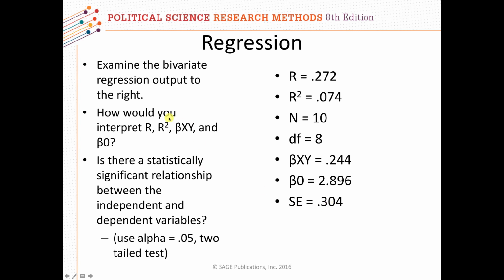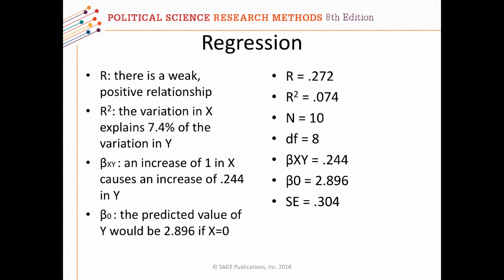And so we have a couple of questions. How would you interpret this? Is there a statistically significant relationship between the independent and dependent variables if we're going to use alpha 0.05 and a two-tailed test? So how do we do that? Well, let's walk through it a little bit. The r tells us that there's a weak positive relationship. r squared tells us that we're explaining about 7% of the variance in y, which we talked about a minute ago. The slope tells us that for an increase of 1 unit in x, the independent variable increases our dependent variable by about 0.244 units of y, whatever those units are.